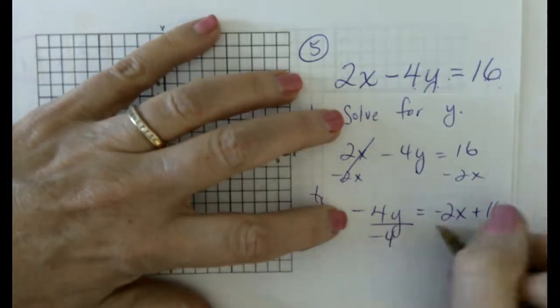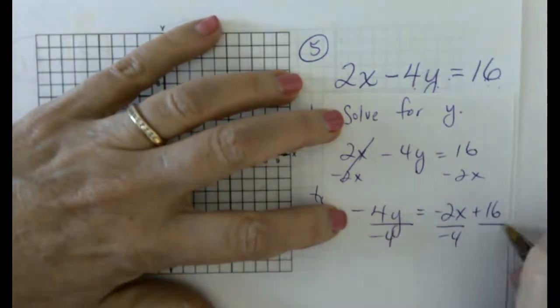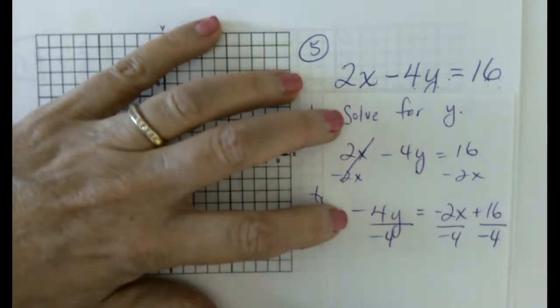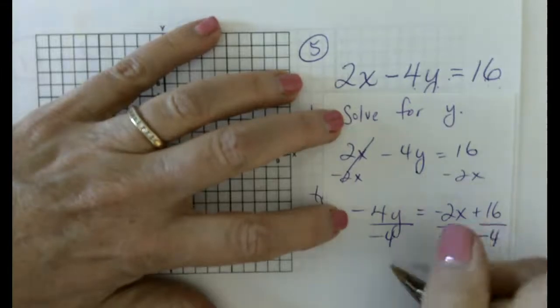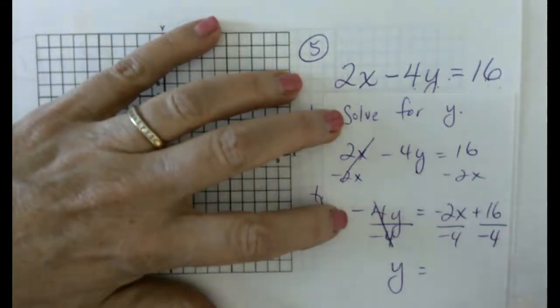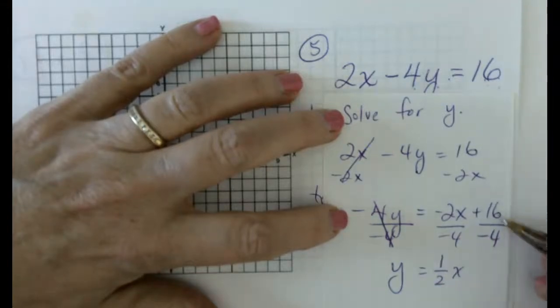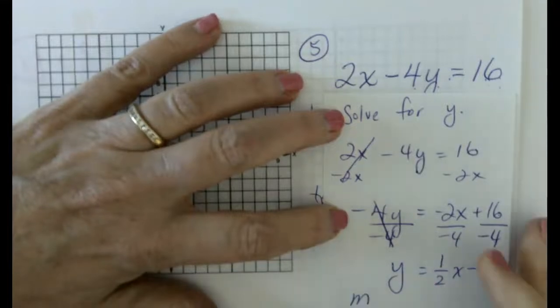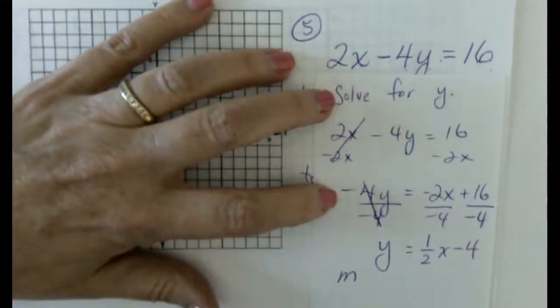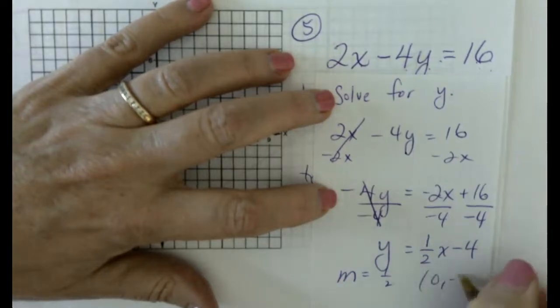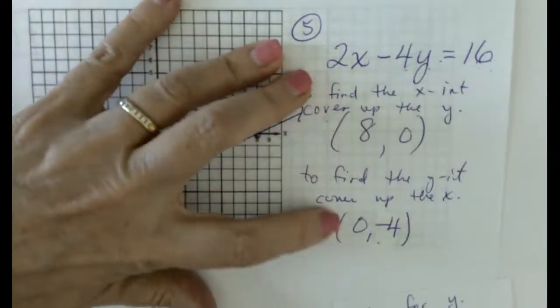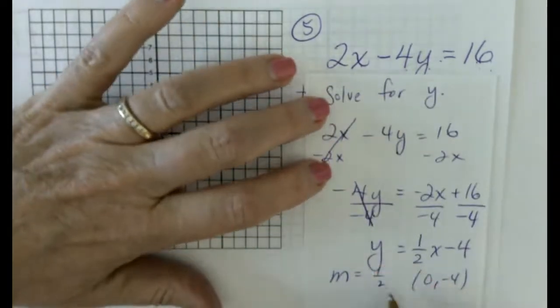Divide by negative 4. Divide every single term by negative 4, cancel. We get y equals negative 2 over negative 4, which is positive 1/2 x. 16 divided by negative 4 is negative 4. And we have a slope of 1/2 and a y-intercept at negative 4. So it's the same y-intercept we already knew, and the slope is 1/2.